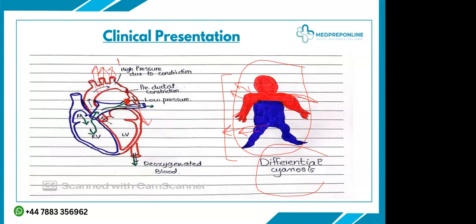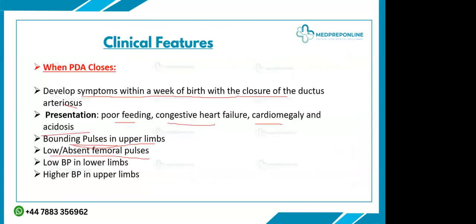The pressure in the upper trunk will be very high with the bounding pulses, while the pressures in the lower extremities here will be very low, or the pulses will be even low, or the femoral pulses can even be absent, and the blood pressure difference will also be very significant, with the higher blood pressure in the upper limbs and the lower blood pressure in the lower limbs.